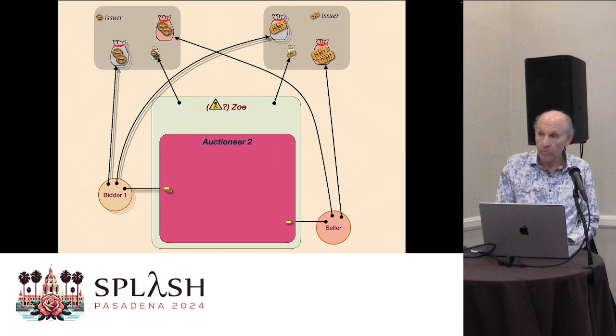So we wanted to gain a lot of confidence that Zoe is operating correctly. So let's say that Zoe is correct. What about if the auctioneer misbehaves? If the auctioneer 2, which is the auctioneer running on top of Zoe, misbehaves? What's the worst case damage that it can do? Well, Zoe prevents it from violating offer safety.